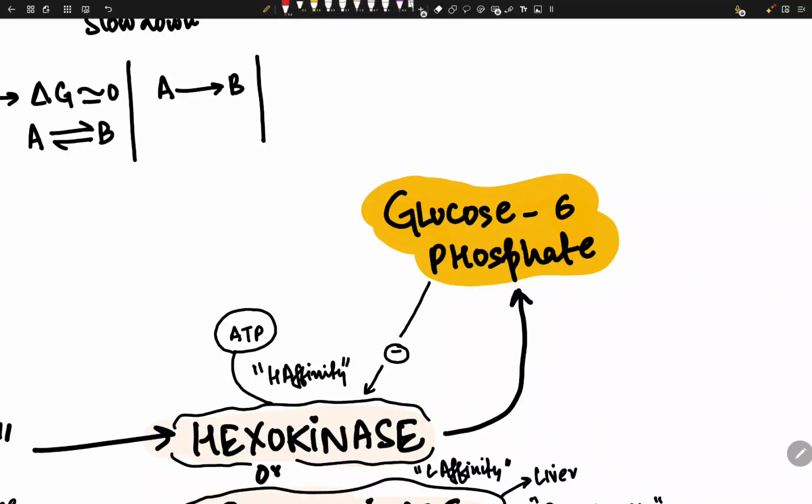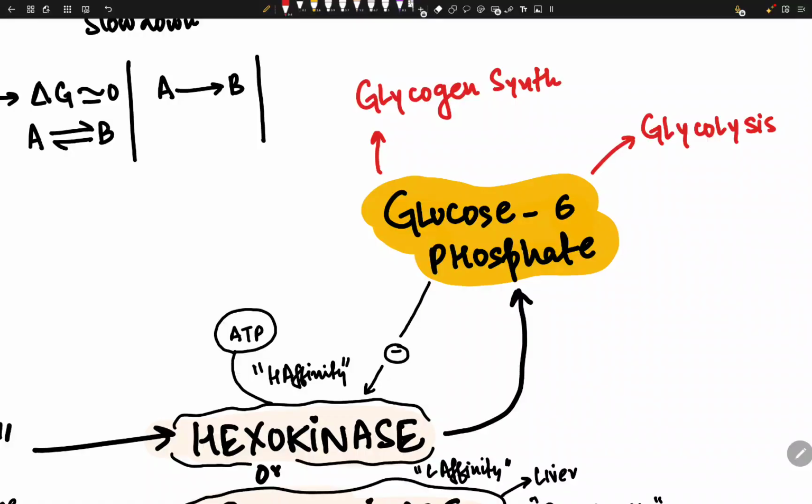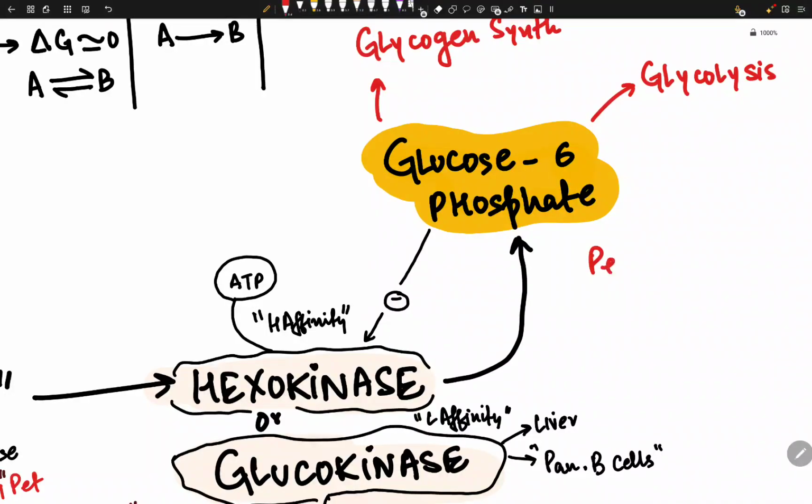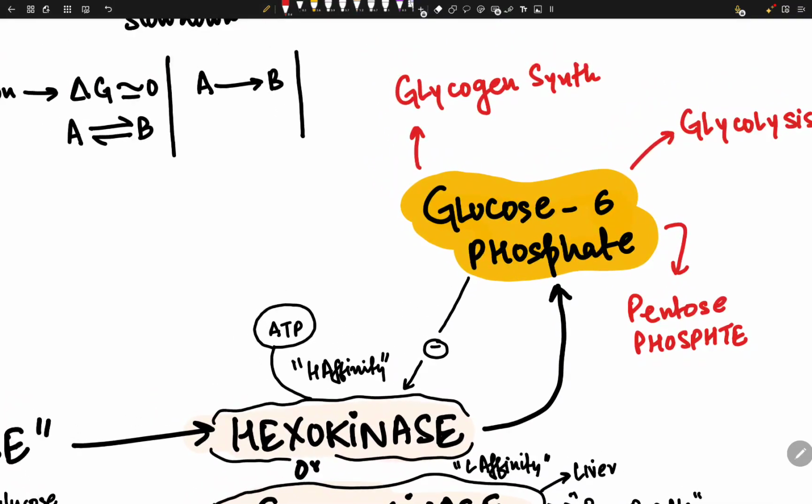It can go into, first of all, glycolysis itself, right? It can go into glycogen synthesis as well, right? It can also go into the pentose phosphate pathway. So it can go into these three pathways, right? And the thing is, how will it decide?